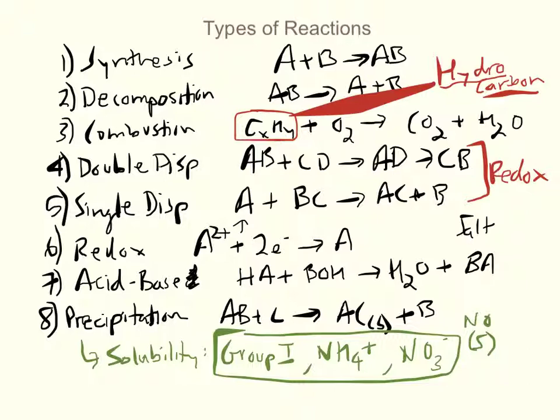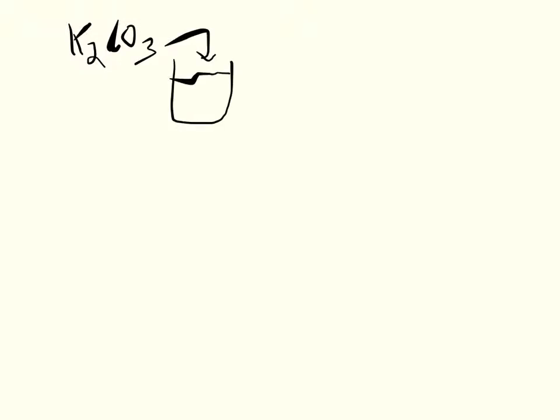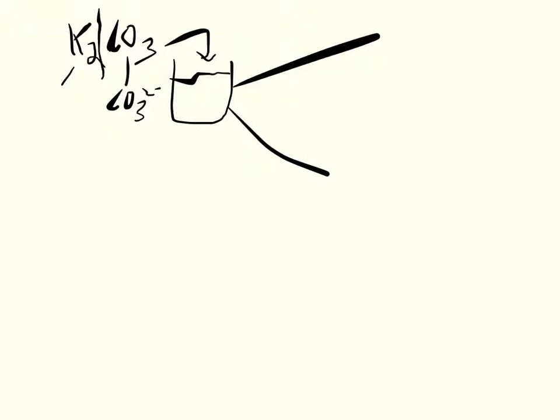So let's get into these reactions a little more carefully. What we're going to see a lot of is drawing models. So an example of a particulate diagram is, let's say we have the compound K2CO3, potassium carbonate, and we drop it into a beaker of water. And then we zoom in and we want to see what are the ions floating around. Well, we know that carbonate is a polyatomic ion, so that's CO3 2-, and we're going to have K+ and K+. We're going to have two of them.